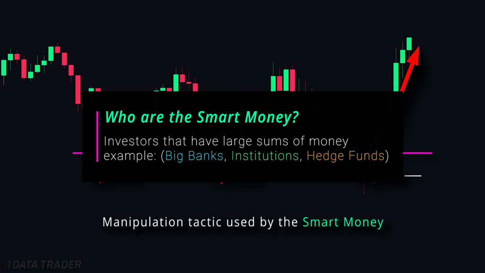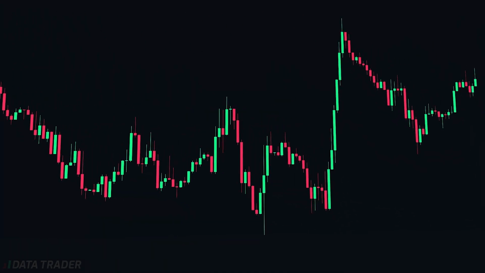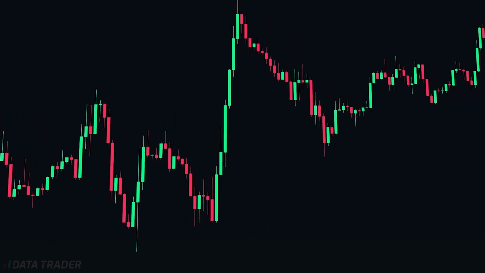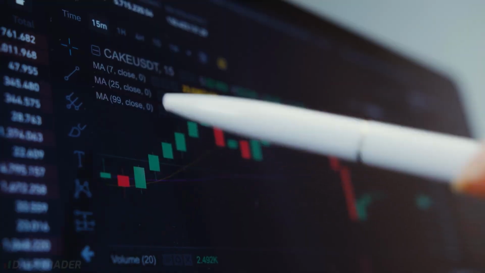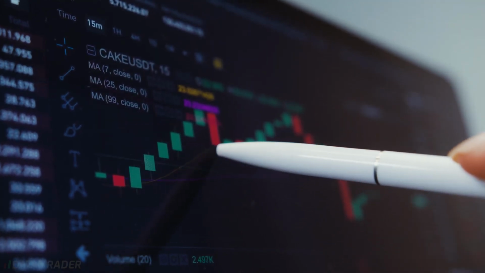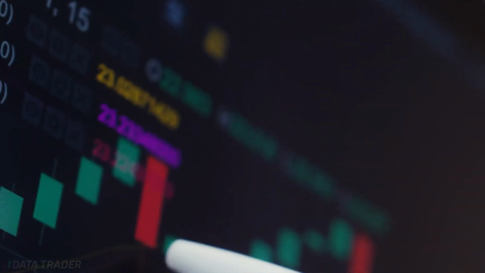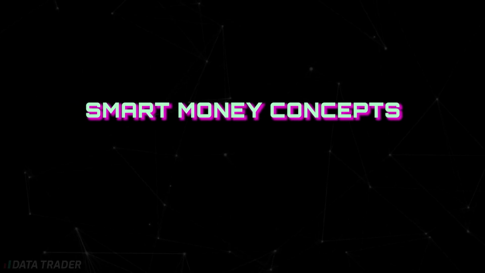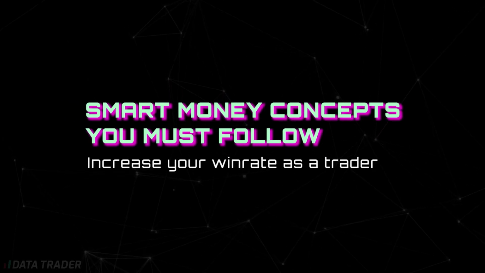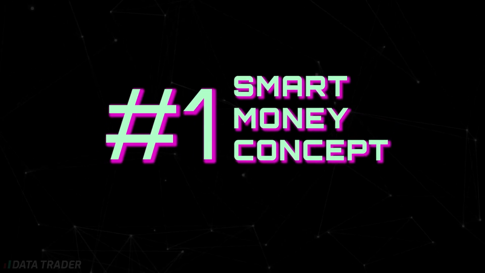And so, because these investors have a large amount of capital to trade, they are actually the ones moving the market. Meaning, if we're able to somehow figure out their way of thinking, or even better, knowing what their trading strategy is, we can use it to our own advantage and make a profit. And so, with that being said, here are several smart money concepts that you must follow in order to increase your win rate as a trader. Smart money concept number 1.